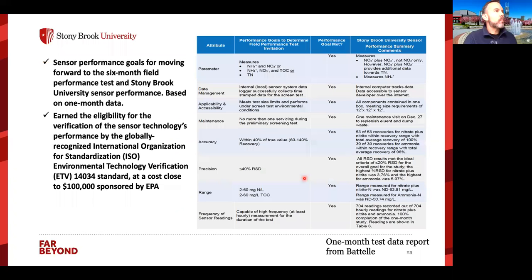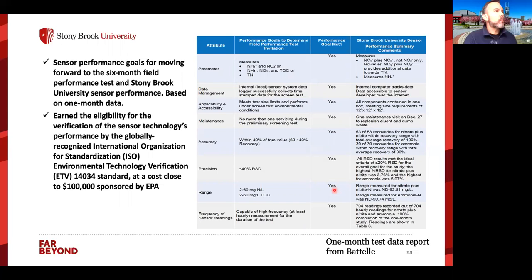So after the technical panel of EPA testing reviewed the data, our data meet all their requirements for the 1 month test. From the parameters to data management, which is remote control, remote data transmission, and maintenance with only one maintenance, performance, accuracy, precision, and response range, it meets all their 1 month test goals. So that means we pass the 1 month test, and we get to move to the next 6 month test. This is how we earn the eligibility for the verification of a sensor technology performance by ISO environmental technology verification standards, at a cost of about 100,000 sponsored by EPA.